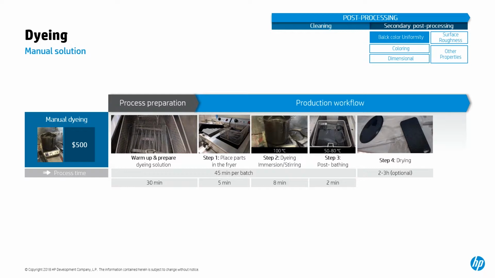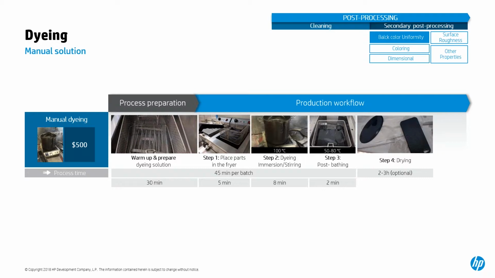Okay, good, perfect. So after the parts are dyed, there's a very important step that we recommend: using a post bath with water at a temperature between 50 and 80 degrees Celsius, because with this post bath we are preventing warpage on the final parts. And to do this manual dyeing, a pot could be used, as you can see on the slide, or an electric fryer.